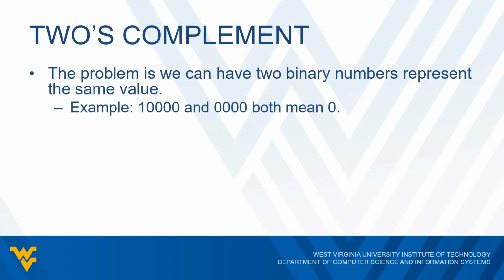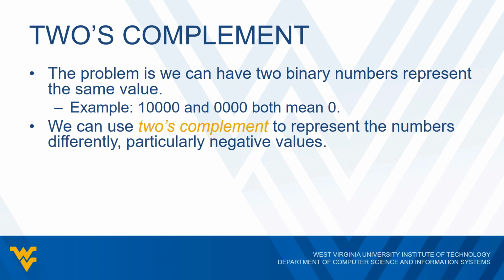So we can use a second approach for representing these numbers, which is called 2's complement. And this doesn't really change anything with the positive values. They stay the same. But the difference is how we handle negative values.